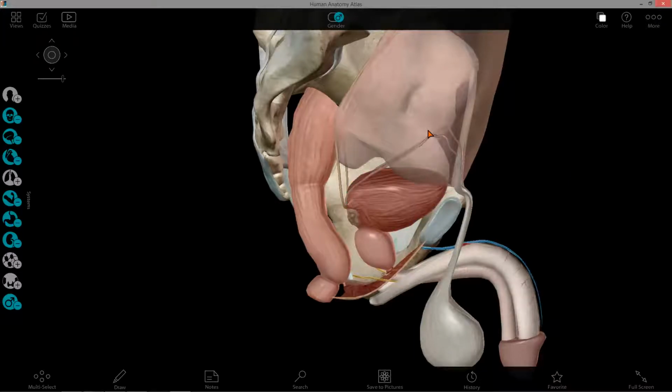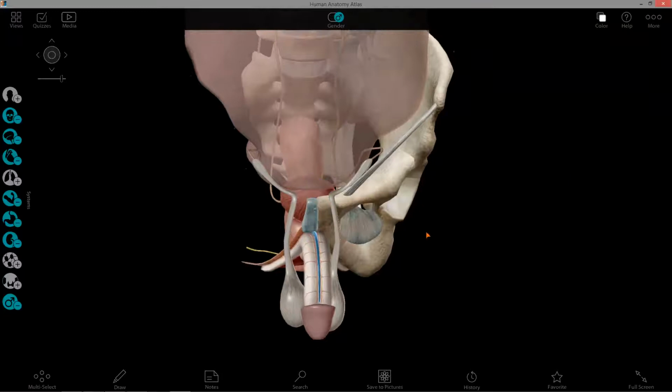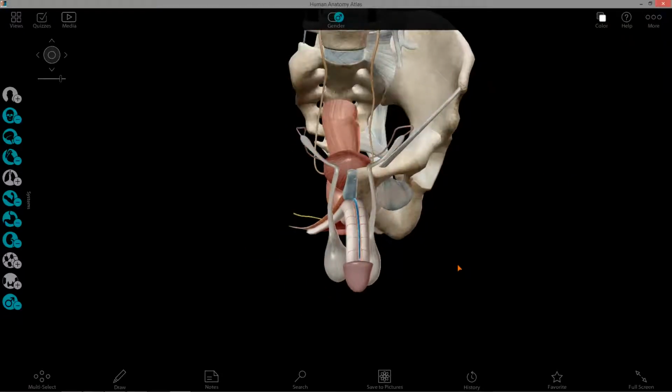The peritoneum creates several important fossa, the rectovesical fossa between the rectum and the bladder, as well as the paravesical fossa, which lies to either side of the bladder, and the pararectal fossa, which lies to either side of the rectum. Now, I'm going to get rid of this and move on to some of the external structures of the penis, starting with the root of the penis.